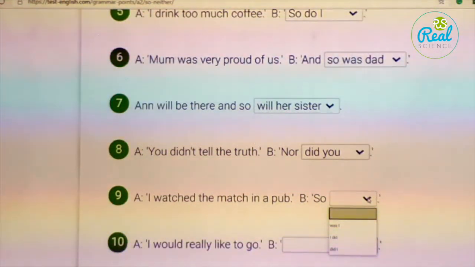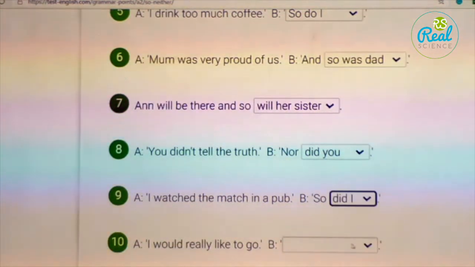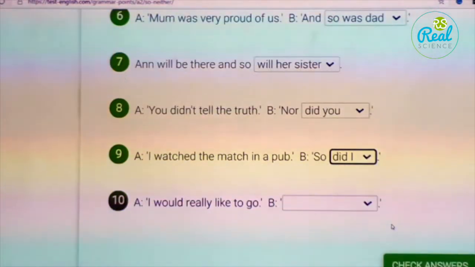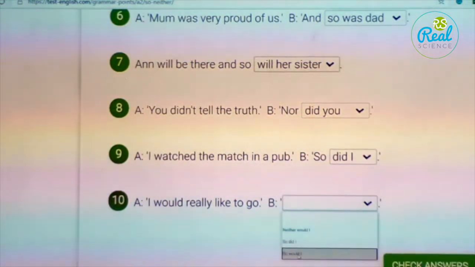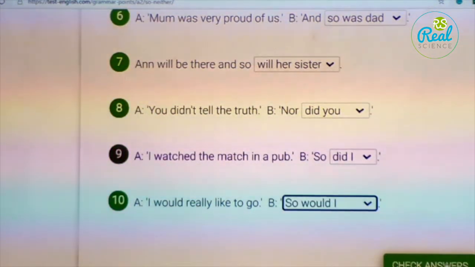Who wants to read? Any volunteers? So did I. Okay. And the last one: I would really like to go. So would I. Now let's check, guys. 1, 2, 3.